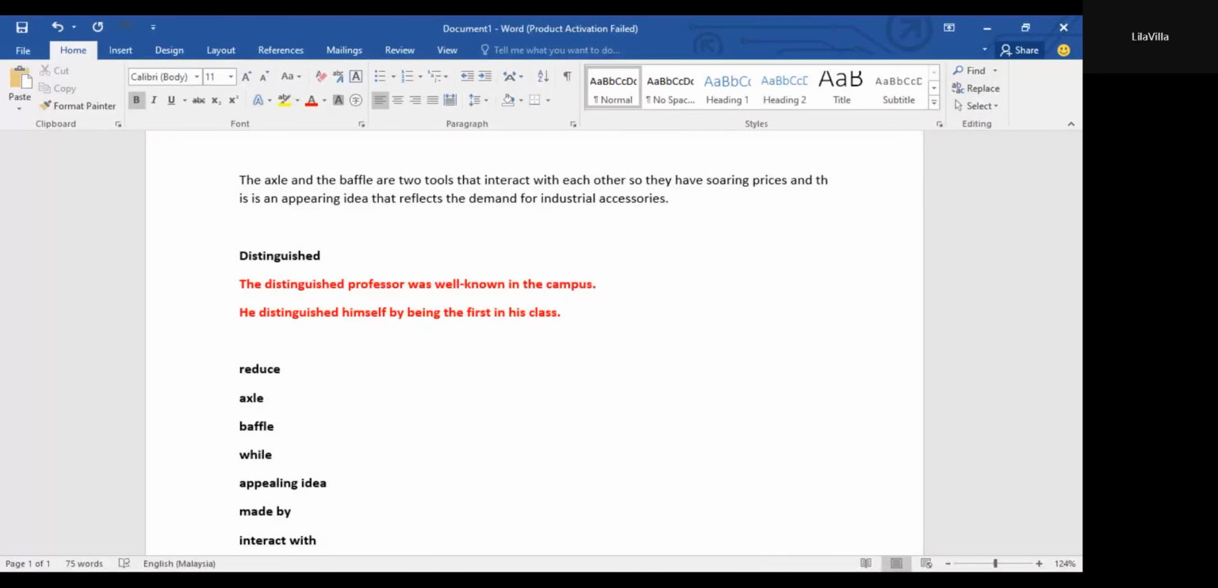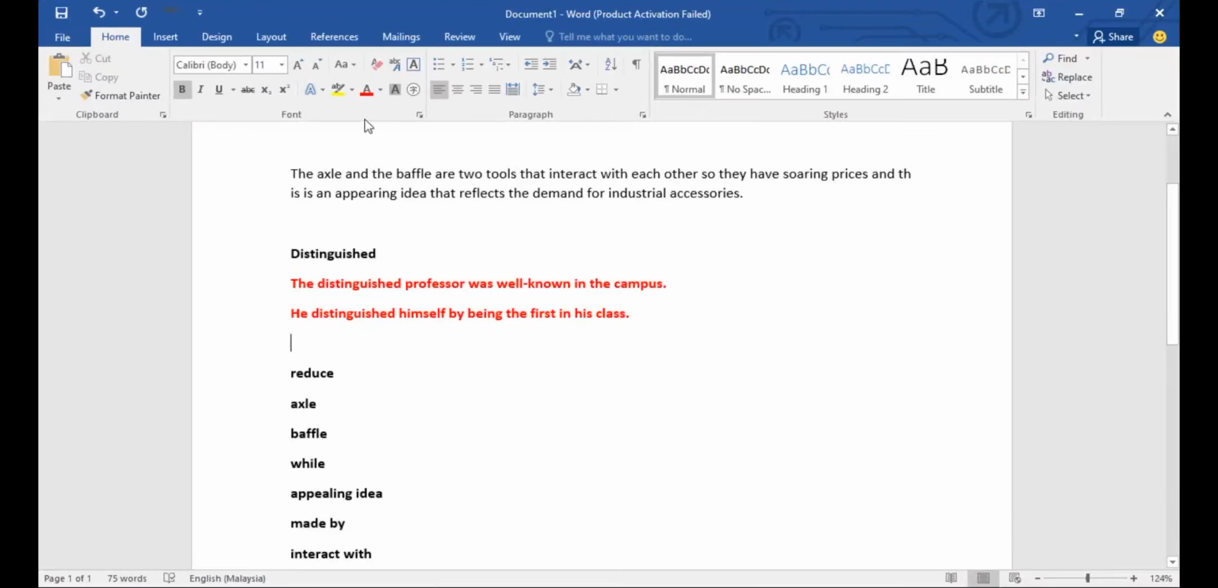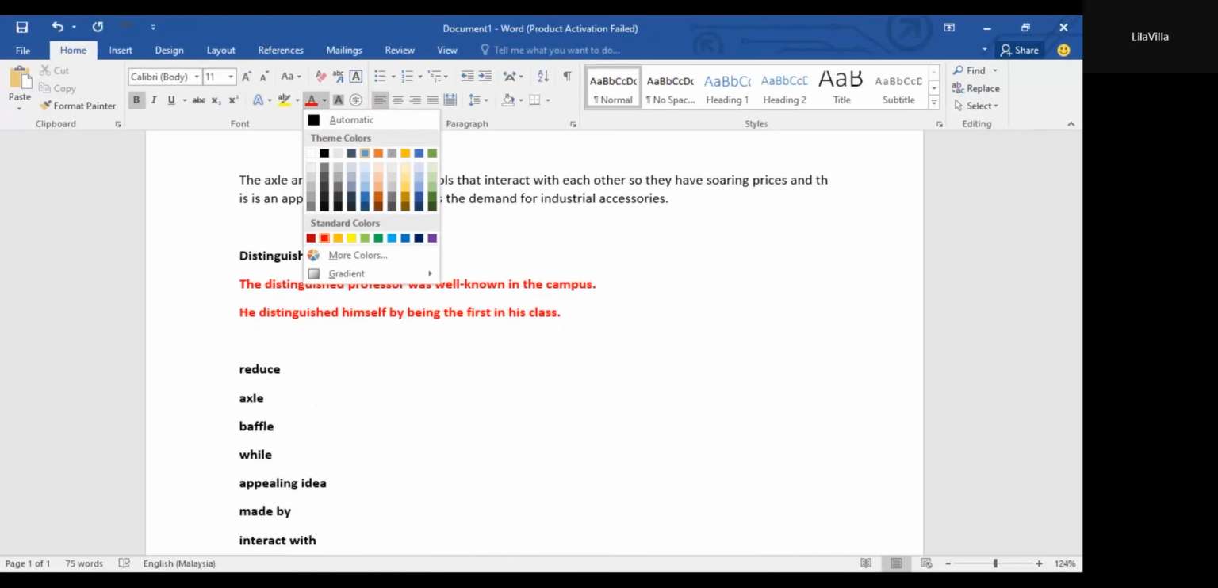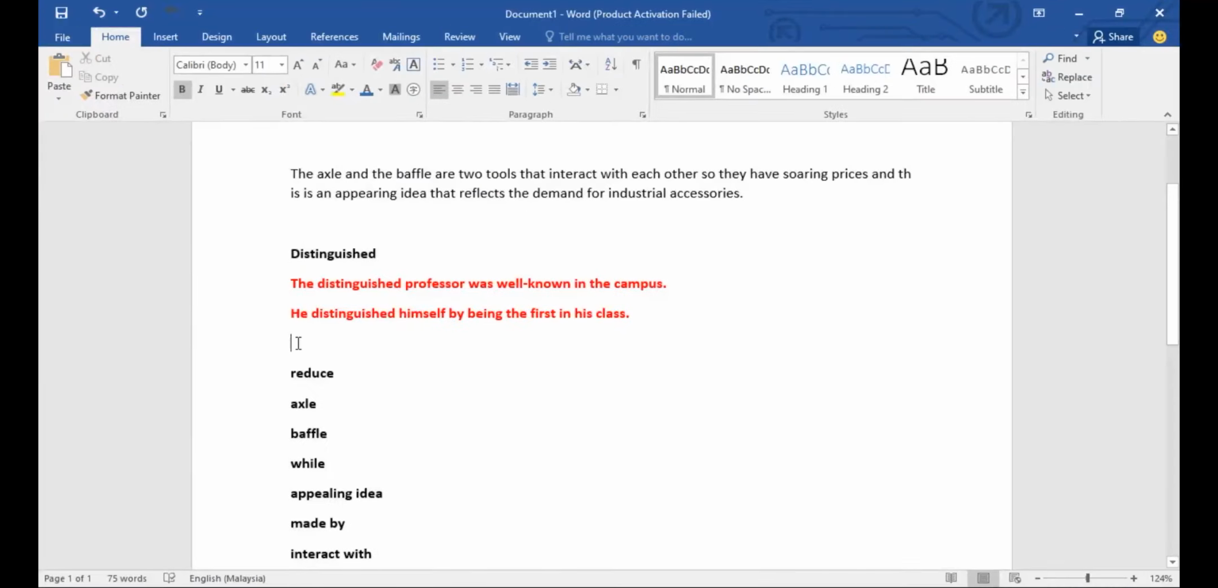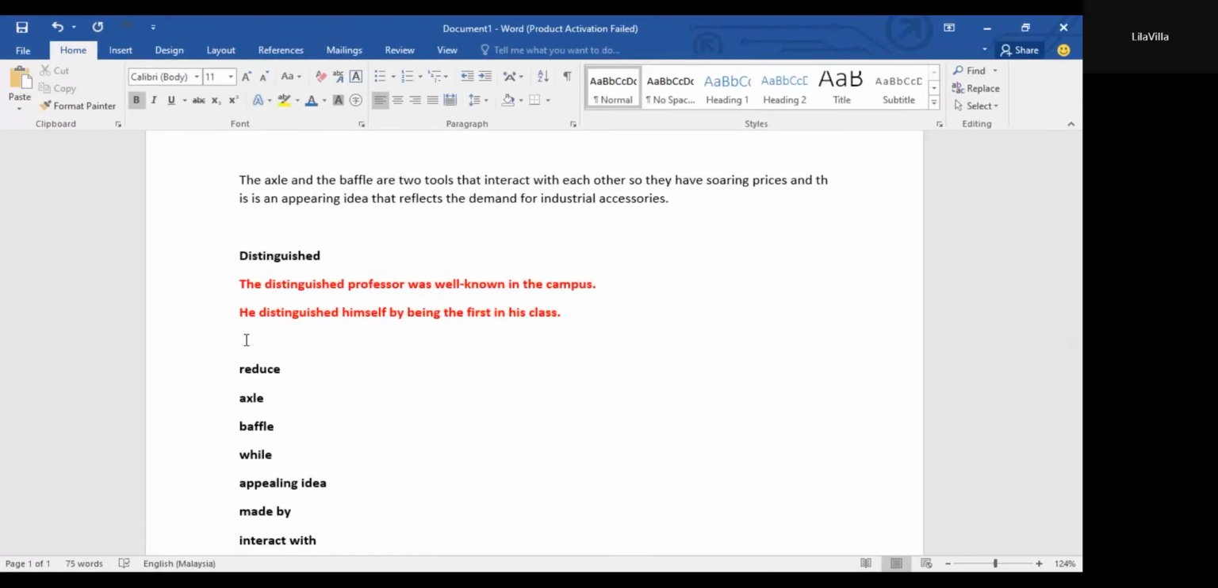No, teacher. So, can you try and make a sentence with distinguished? Try to make one. So, a sentence that you can use as an adjective, or you can use it as a verb, like what I did in the second sentence. Okay?